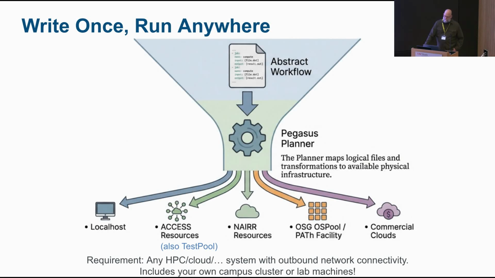So I said that Pegasus provides a little bit of an abstraction to these resources. We provide connectors to a lot of the different resources we've been talking about here today: ACCESS resources, NAIRR resources, the PATh facility, commercial clouds, academic clouds like Jetstream, and pretty much any HPC resource. So if you want to split your jobs between running on your campus resource and ACCESS or something like that, that's totally doable with this system.